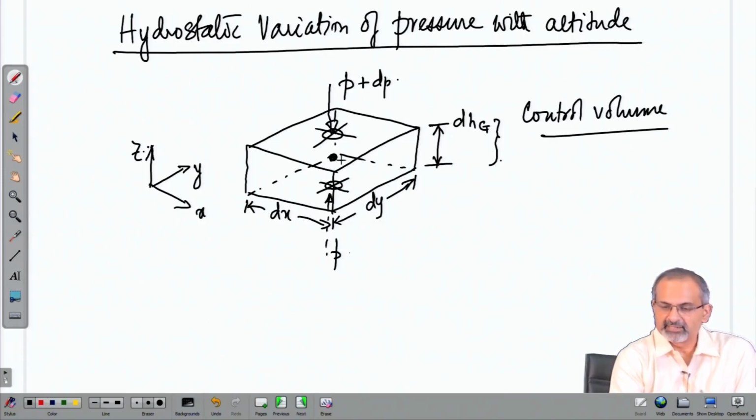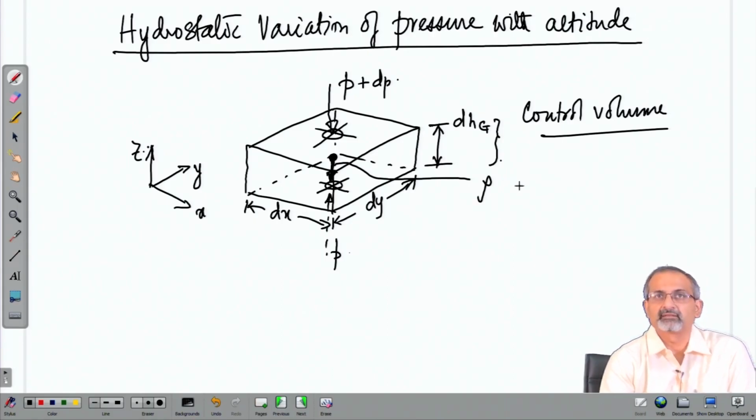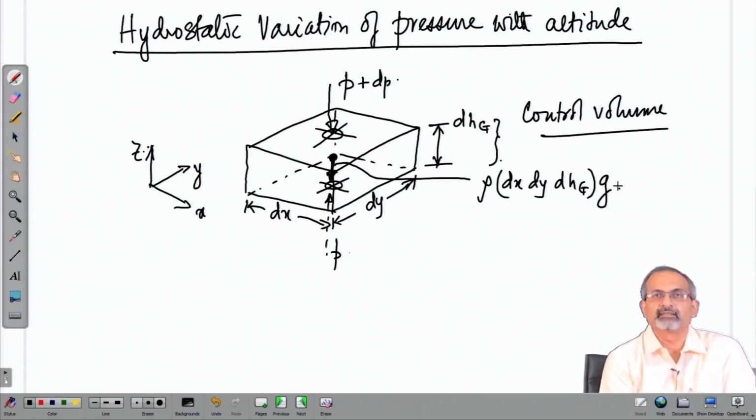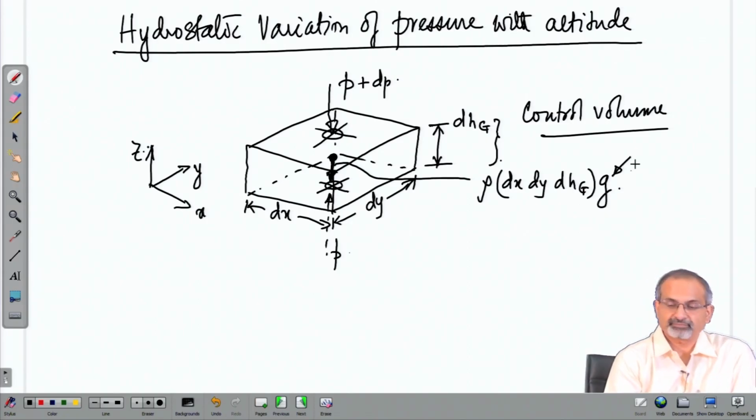and let us say this is the CG through which the weight of the air acts. So, that will be density times volume times acceleration due to gravity. So, the volume will be what? dx dy dHg, that gives you the volume times acceleration due to gravity. Let us say the gravitational acceleration at this altitude is g.